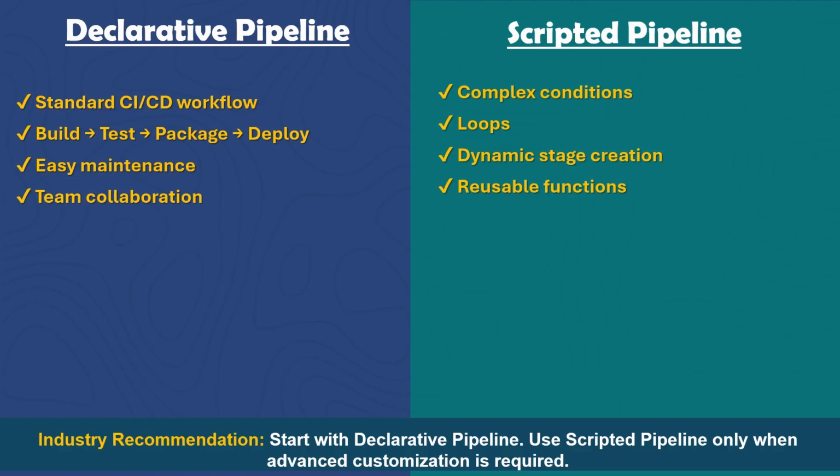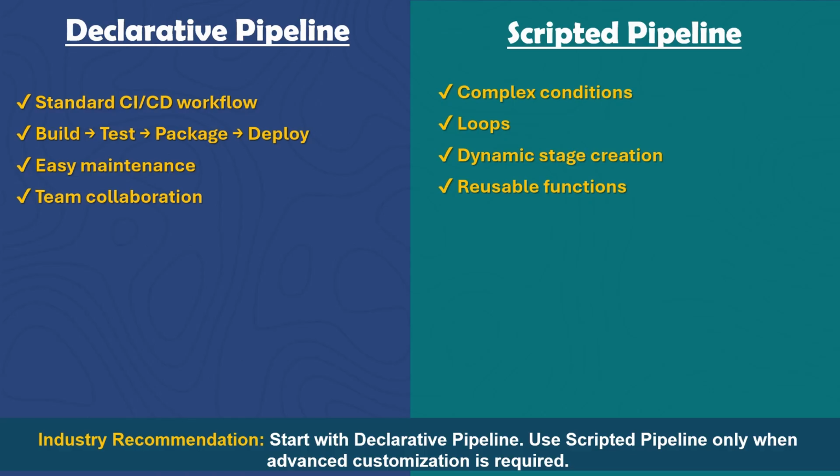In modern software development, most organizations begin with declarative pipelines because they provide an excellent balance between simplicity, maintainability, and functionality. As your automation becomes more sophisticated, you can gradually introduce scripted pipeline features where they are genuinely needed.